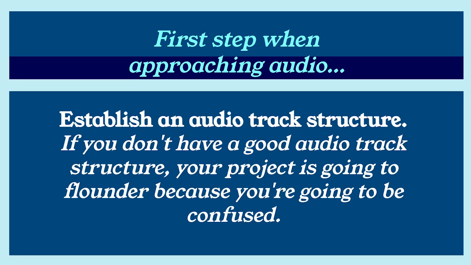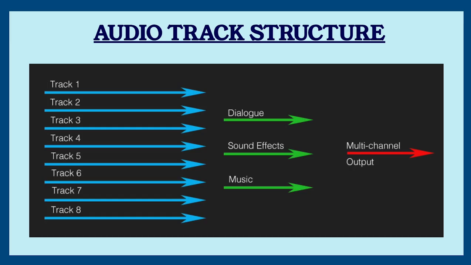Now the first step, like we said, is to establish an audio track structure. If we don't have a good audio track structure, like I just said 2 minutes ago, our project is going to flounder. Now here's an example. The first 3 tracks in this picture are for dialogue. The next 2, let's say 4 and 5, those are for sound effects. Let me use my mouse here. So these 3, dialogue. These 2, sound effects, and these last 3 are for music. And all of these will be put together and get outputted as one, right? That's the thing about audio, just like video, everything works as one.